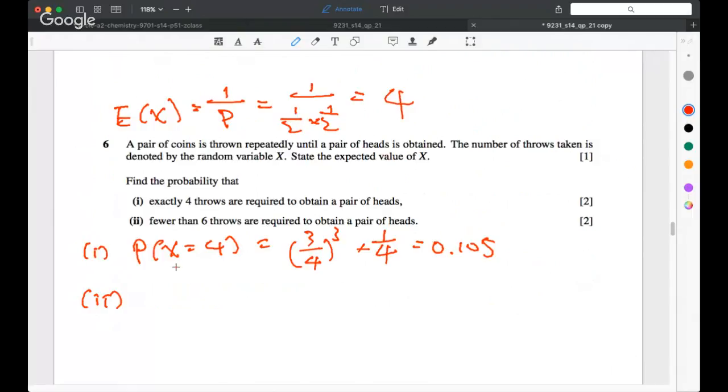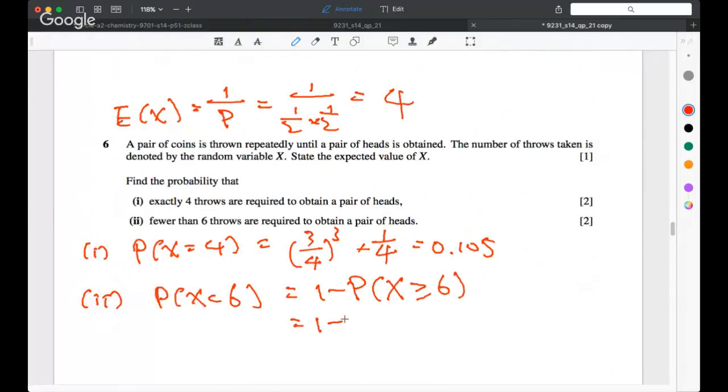And the second part of the question, we're asked what's the probability that fewer than 6 throws are required to obtain a pair of heads. That is just the probability that x is less than 6, and that is 1 minus the probability that x is greater or equal to 6.